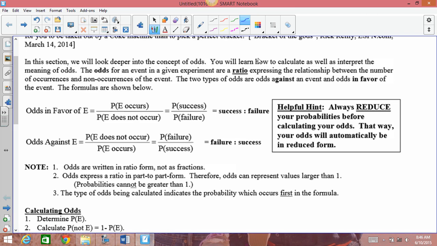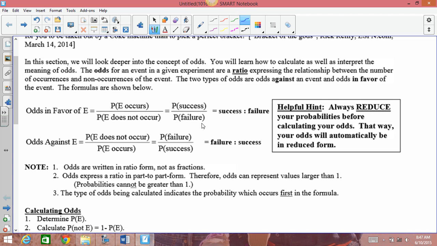So there are two types of odds. There's an odds against an event and odds in favor of an event. Odds in favor of an event is the probability the event happens divided by the probability the event doesn't happen. You can think of that as well: if the event happens, it's a success; if it doesn't happen, then it's a failure. Then you're going to write success to failure. So odds are always going to be written in a ratio format. They will not be a fraction.